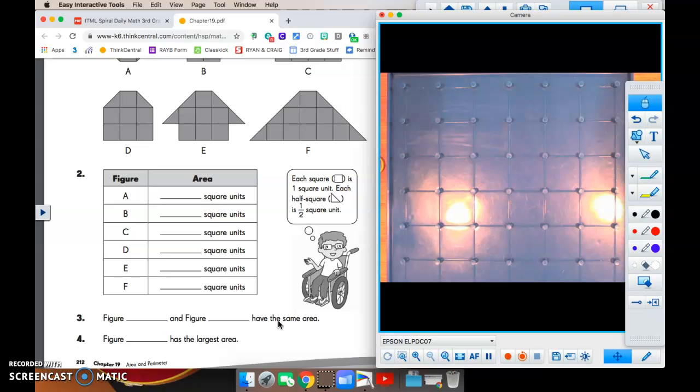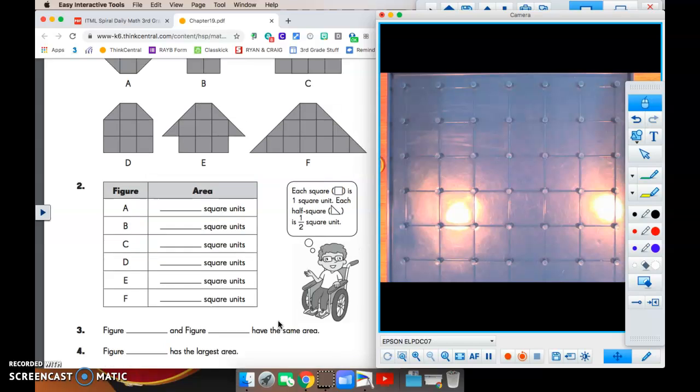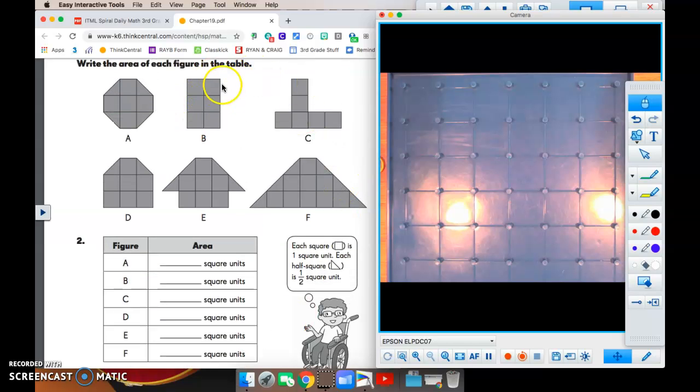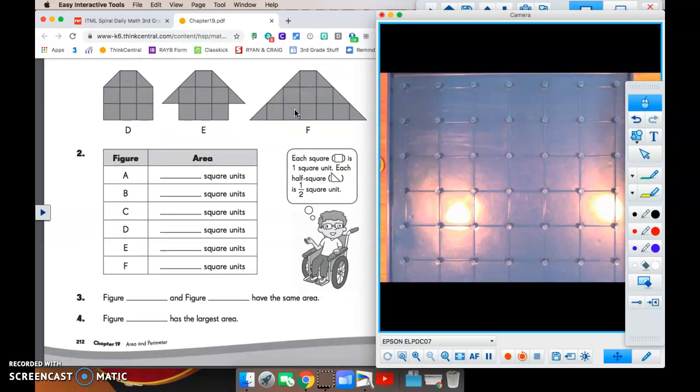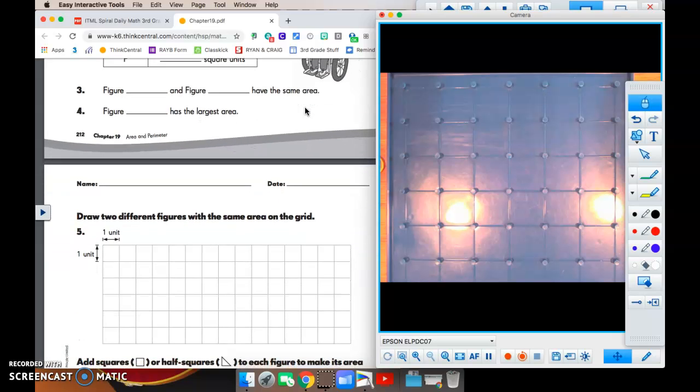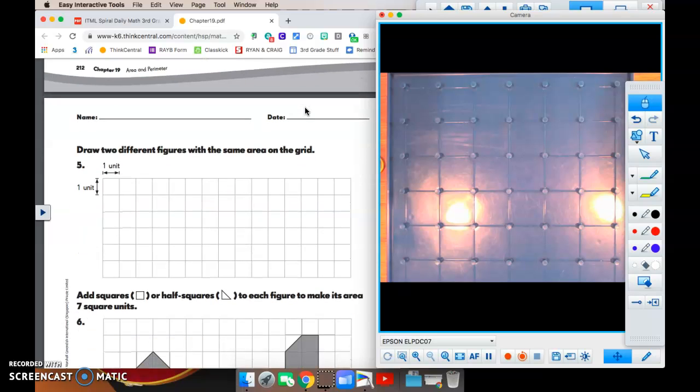Number 3 says figure blank and figure blank have the same area. That was B and C. Remember, they were both 6. Figure F, that was the big one, right? Figure F had the largest area, so we got that one. Now it says draw 2 different figures with the same area on the grid.